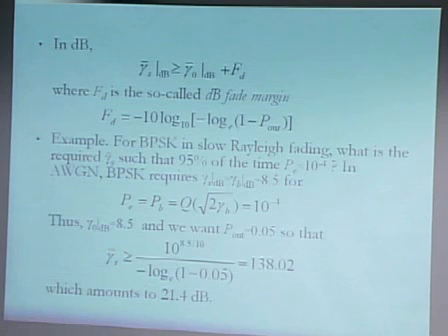Okay, so what I found is that to have a probability of error of 10 to the minus 4, 90% of the time, with BPSK and slow fading, I need the gamma S bar to be 21.4 dB. So using this information, I can see how much power I have to transmit.